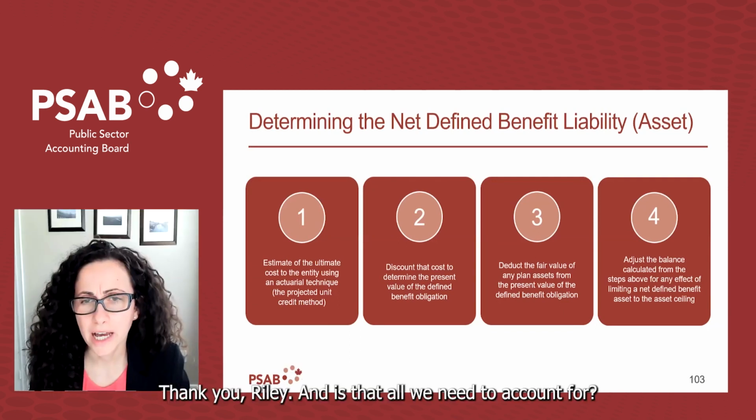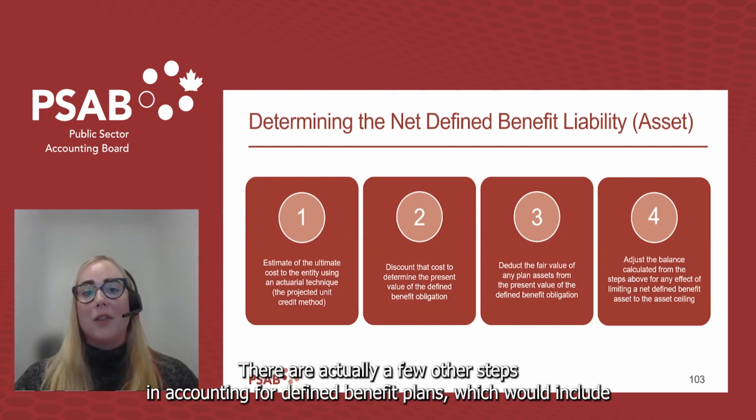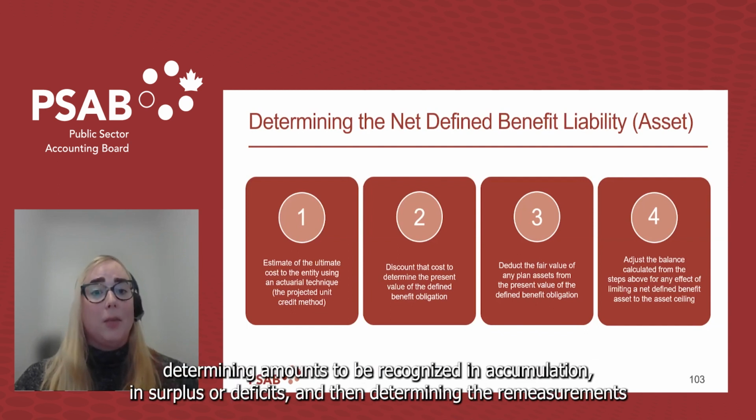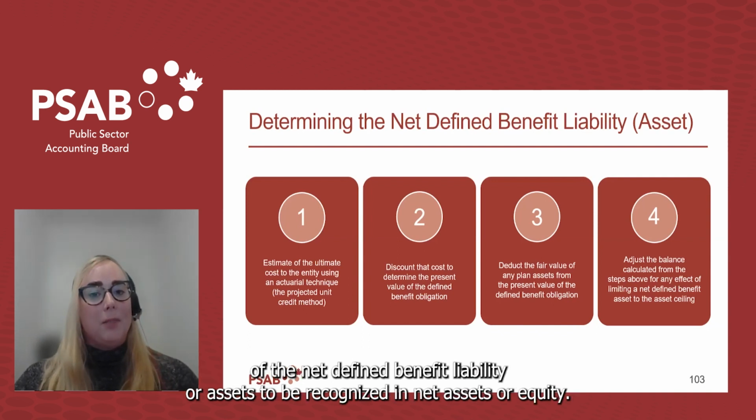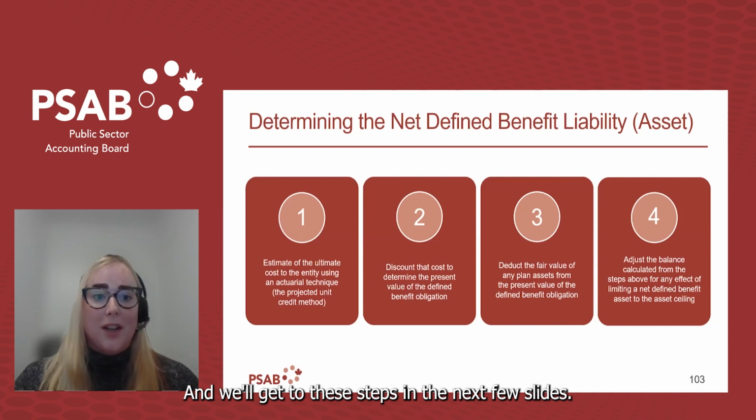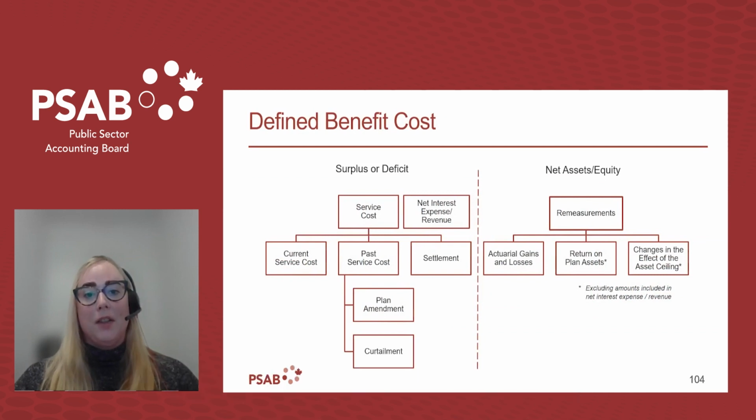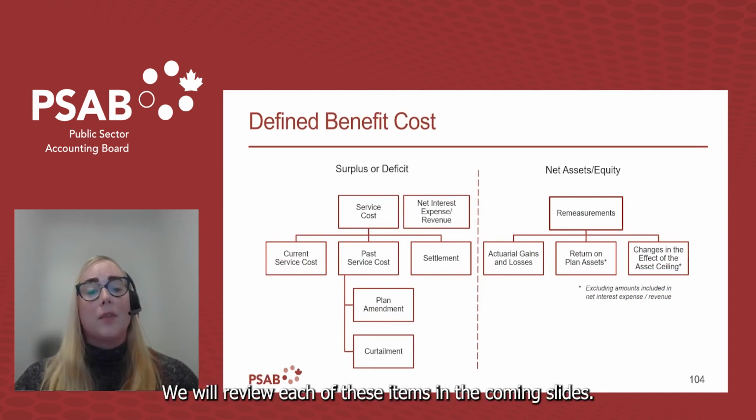Thank you, Riley. And is that all we need to account for? There are actually a few other steps in accounting for defined benefit plans, which would include determining amounts to be recognized in surplus or deficit, and then determining the remeasurements of the net defined benefit liability or asset to be recognized in net assets or equity. And we'll get to these steps in the next few slides. The diagram on this slide summarizes the components of defined benefit cost and their presentation in the financial statements. We will review each of these items in the coming slides.